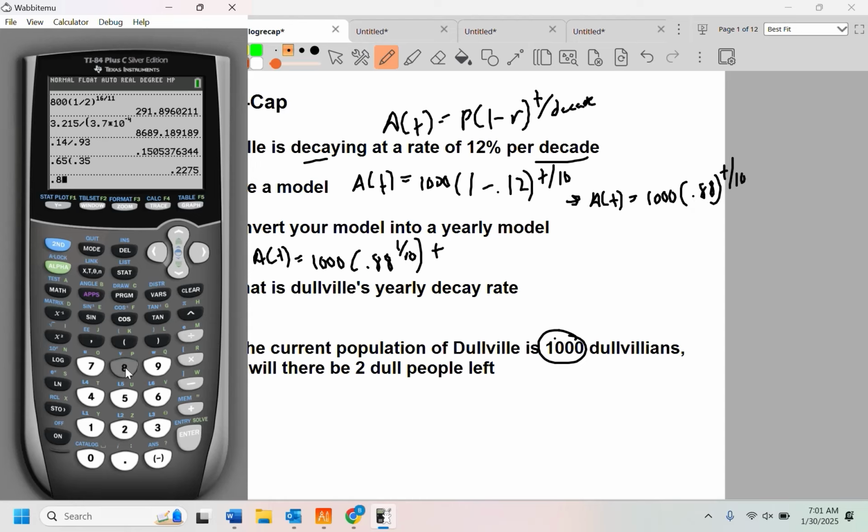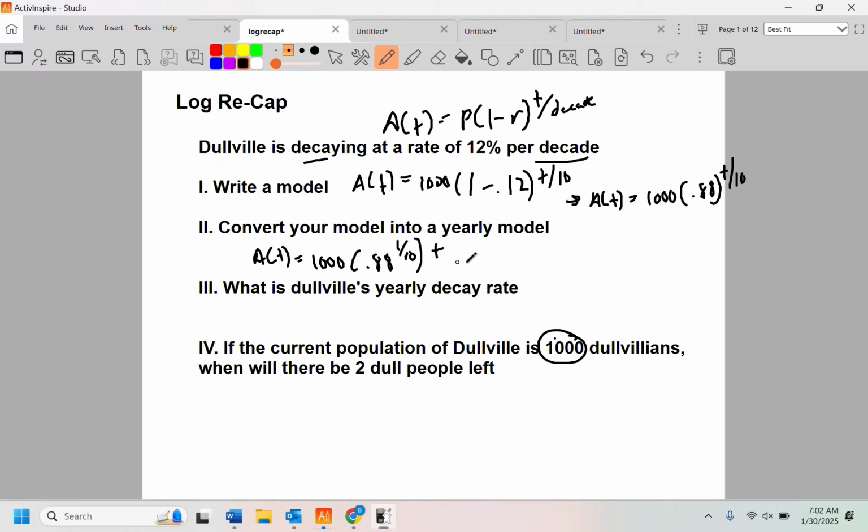So what we're doing here is we're taking the 10th root of 0.88. So we're asking our calculator, what number times itself 10 times generates 0.88? And it's roughly 0.9873. So after some time passes, we are the principal of 1,000 times 0.9873 to a singular t. And now it is a yearly model, and it is going to allow me to do part 3, which is why I keep asking you to convert to a yearly model to figure out the decay rate. So these two pieces are in the same exact spot of the formula.